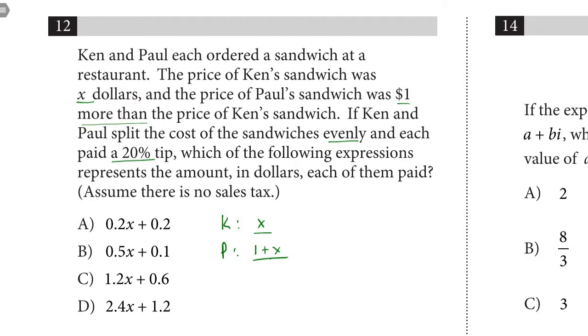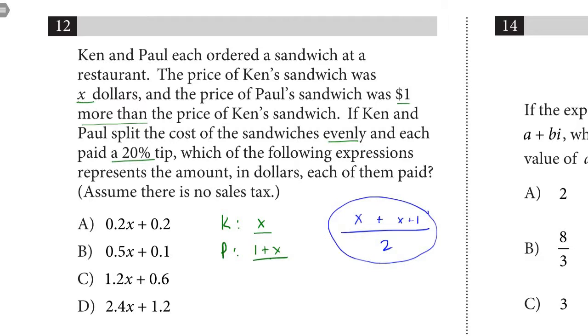If Ken and Paul split the cost of the sandwiches evenly, and each paid a 20% tip, which of the following expressions represents the amount in dollars each of them paid? So let's see how we can do the evenly part. If they split the total cost evenly, what's the total cost? The total cost is the price of Ken's sandwich plus the price of Paul's sandwich, which is X plus X plus 1. And they divided it evenly between them. Well, there's only 2, so you divide it by 2. What this represents is the price that each person paid before the tip.